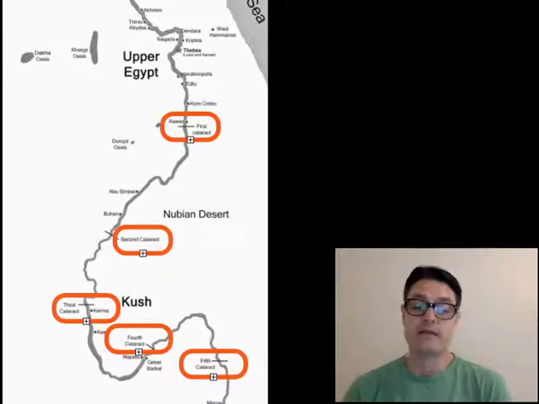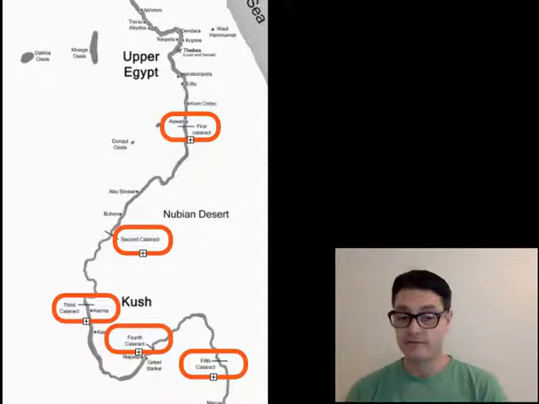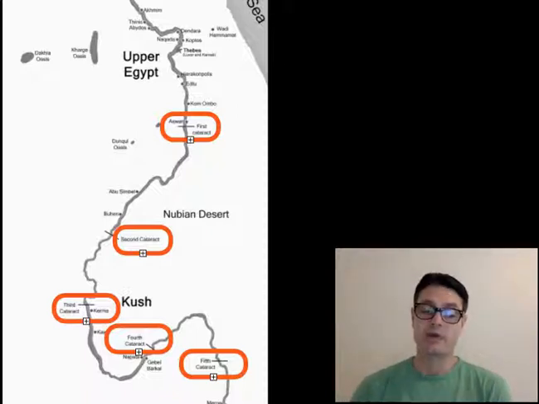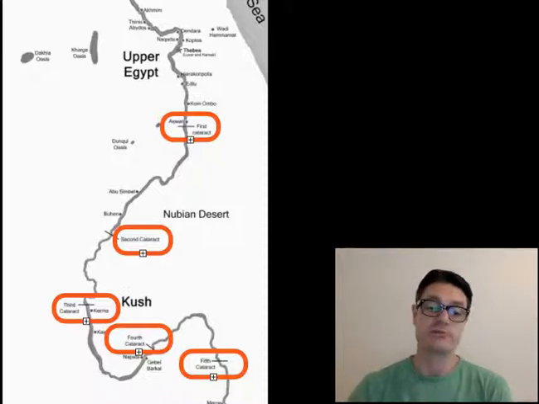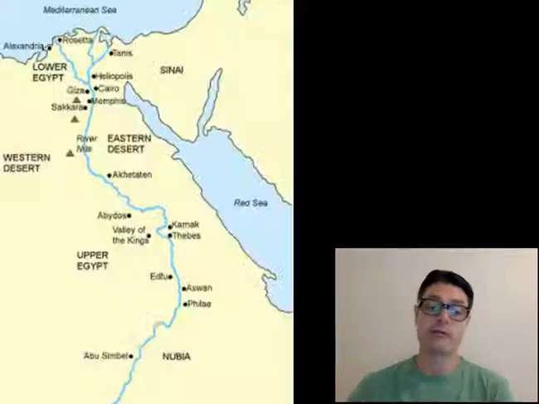And we can see here the first, second, third, fourth, and fifth cataracts, and further down is the sixth cataract. So they tend to be much further down the river, and we're really only thinking about that first cataract because it's the most important one for these Egyptians that we're studying in this time period.